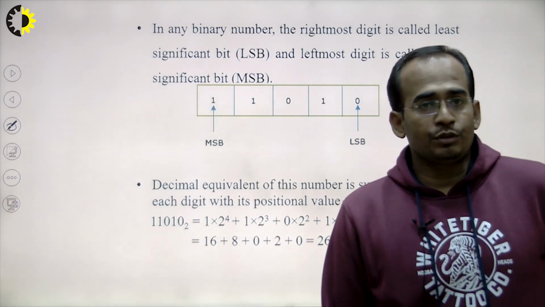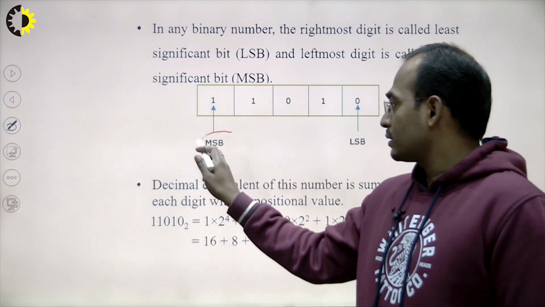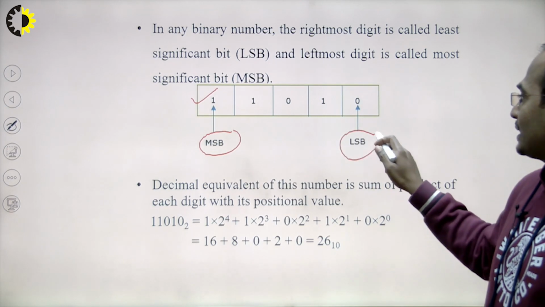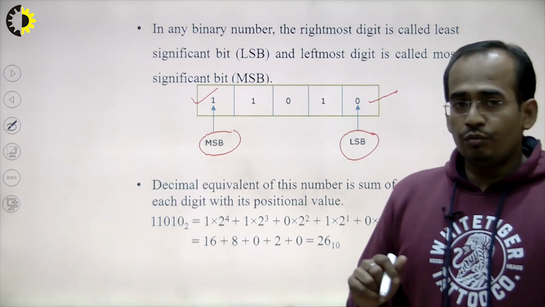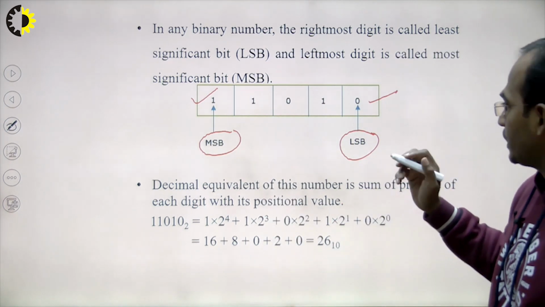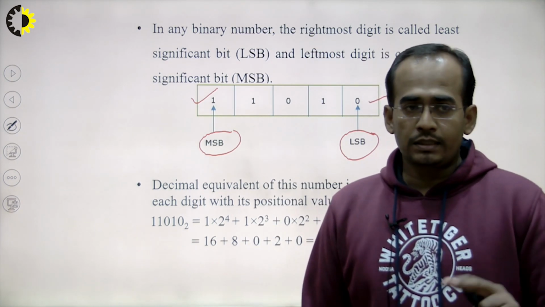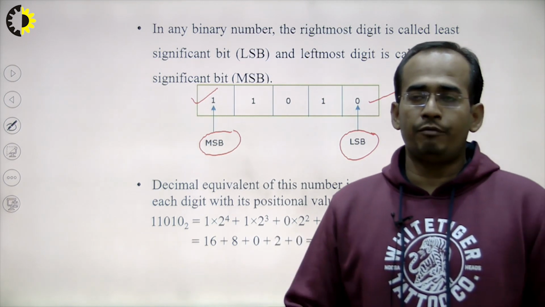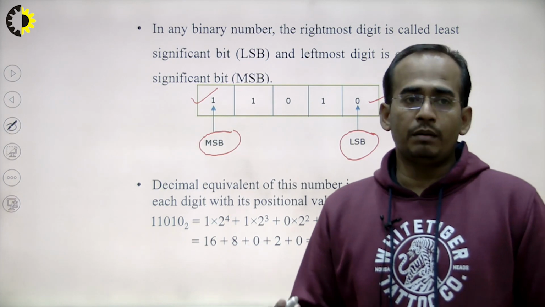Here it has been shown that the most significant bit is the extreme left bit and the extreme right bit is the least significant bit. So, as I told you, in the binary number system we are using only 2 digits, that is 0 and 1. For converting this we will use the weighted position, or weight, of each digit used in the binary number system.